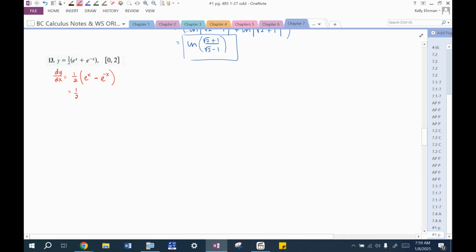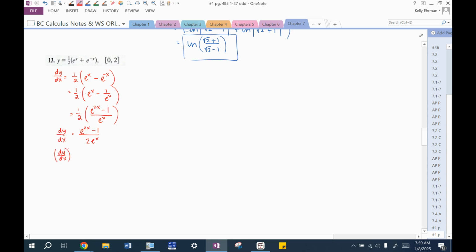So I'm going to keep the 1/2 out here. This is e to the x minus 1 over e to the x. So e to the x up here needs to get multiplied by another e to the x. So that's going to make it e to the 2x minus 1 so that it can all be over e to the x. And then we might as well merge this together. So e to the 2x minus 1 over 2 e to the x. That's dy/dx. Now we need to square that.